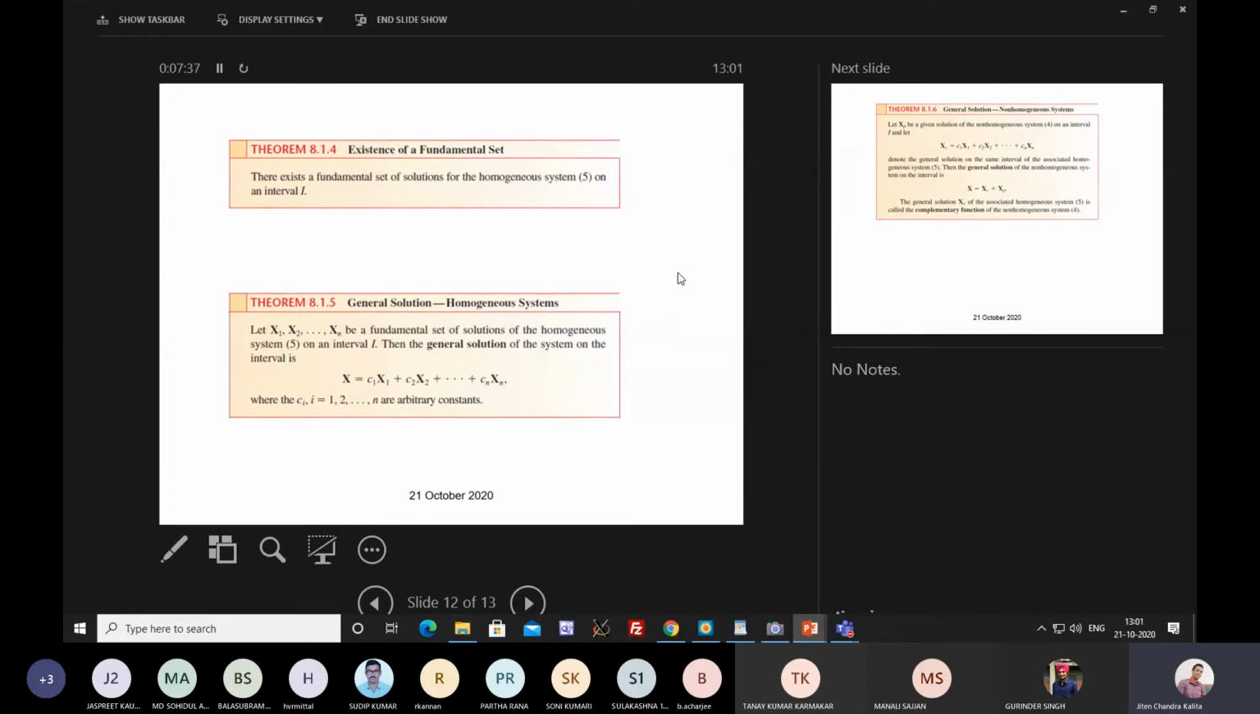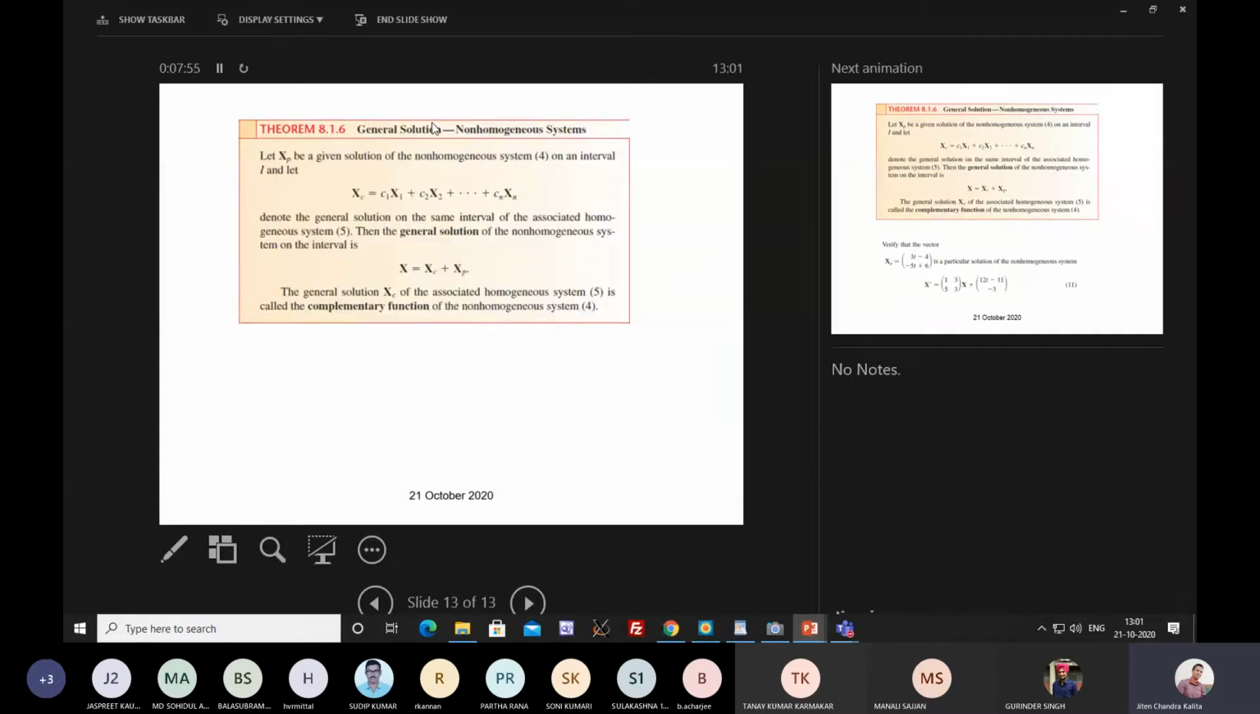Again, if your system of equations is not homogeneous, then your final solution is going to be the sum of the complementary function and a particular integral. That is what comes in the case of a non-homogeneous system. If xp is a given solution of the non-homogeneous system on the interval, then the general solution of the non-homogeneous system on that interval is simply given like this.